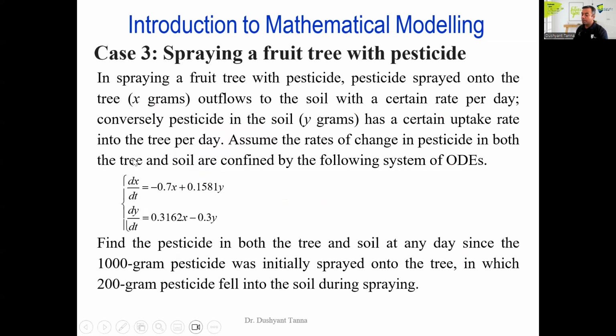Okay, we have one more part, that is case 3. We'll solve it. Okay, let's go for this.